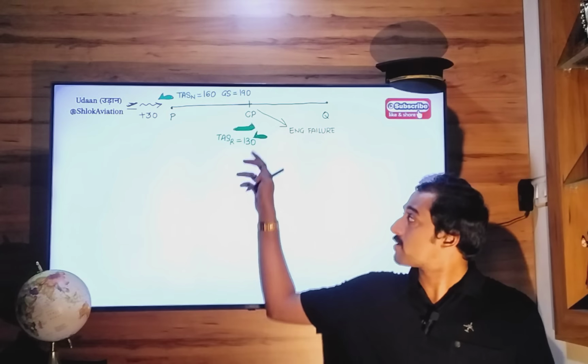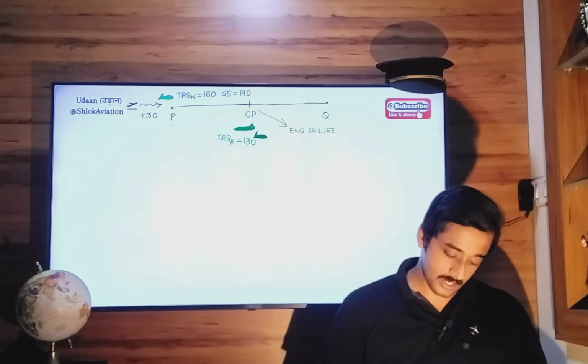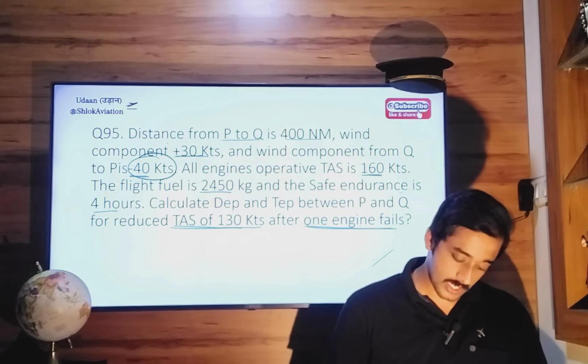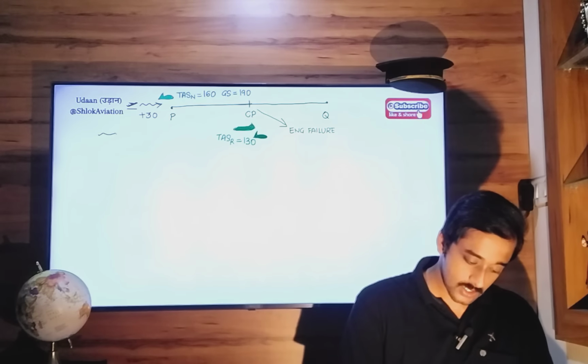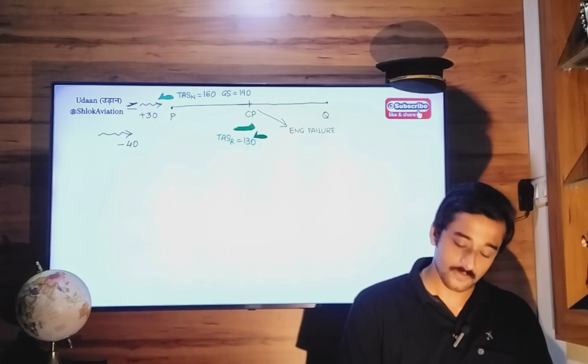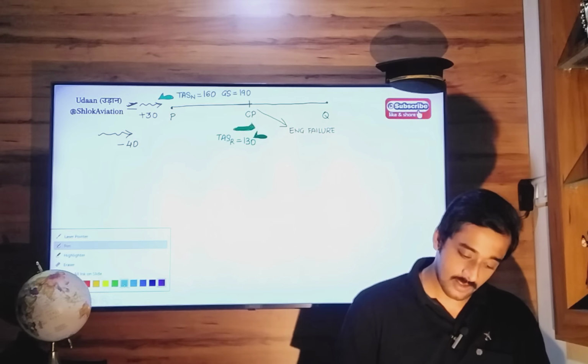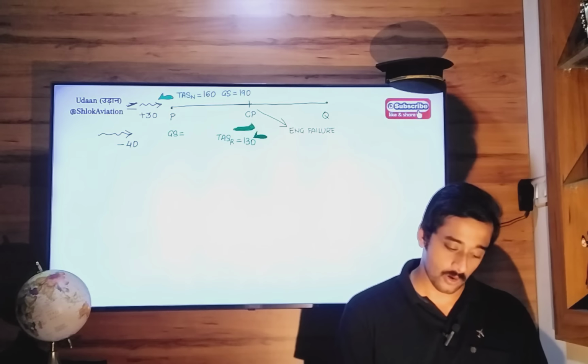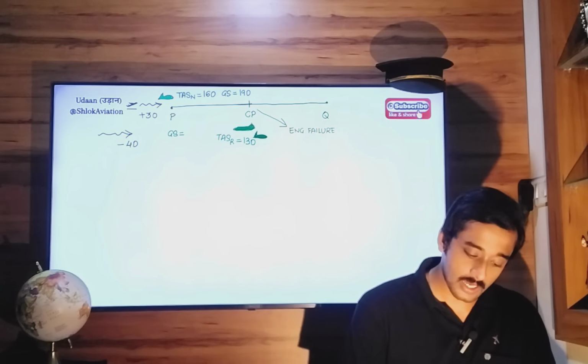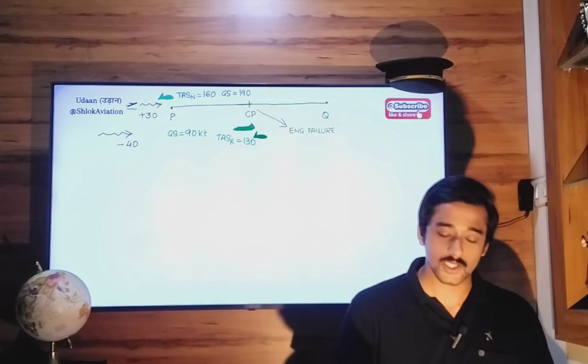Now coming back, you're getting a headwind of minus 40 knots. That means your ground speed will be equal to true airspeed 130 minus headwind 40. So 130 minus 40 is 90 knots.